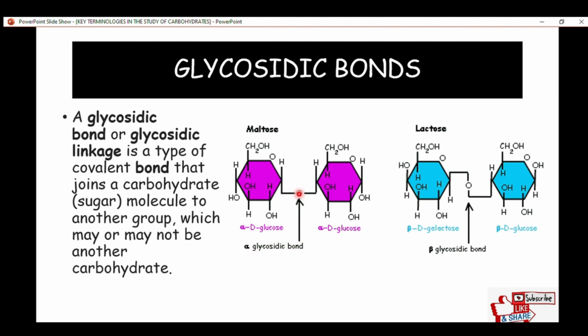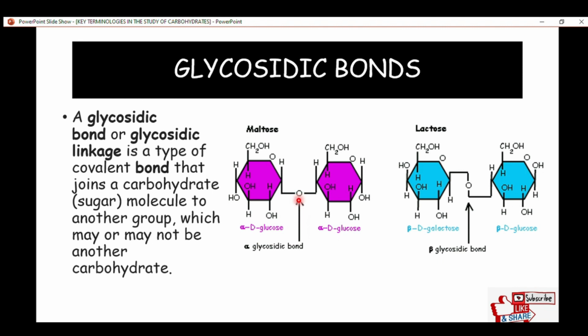It's a covalent bond between two sugar molecules, and it is formed by the hydroxy groups. The two hydroxy groups form a bond, and there will be a loss of water, so it will form this glycosidic bond.